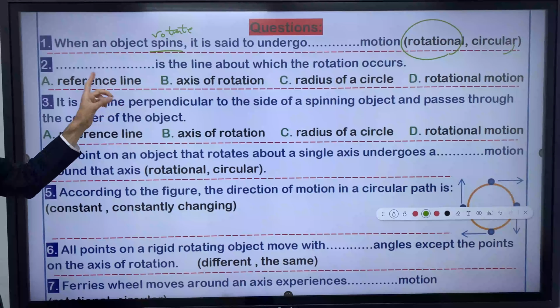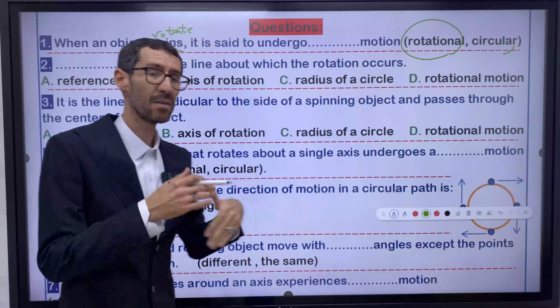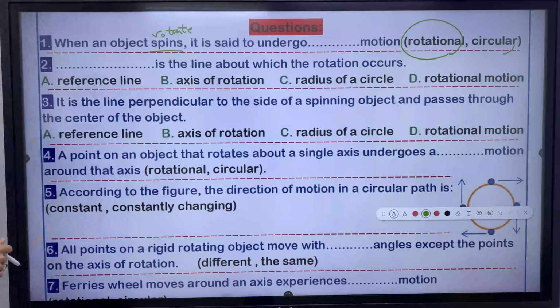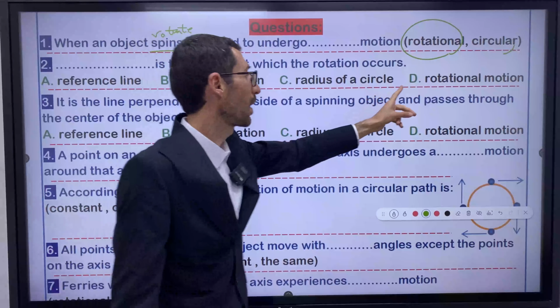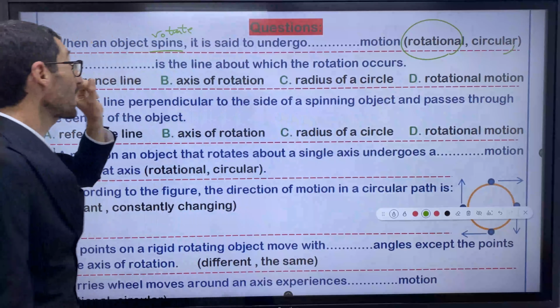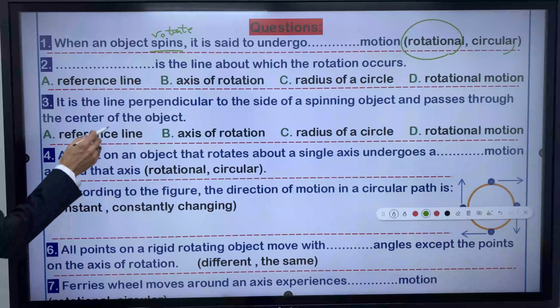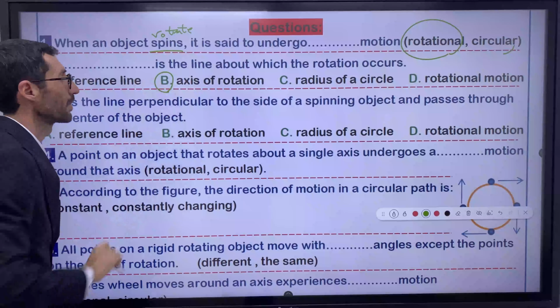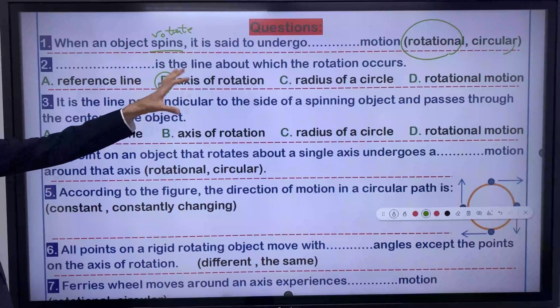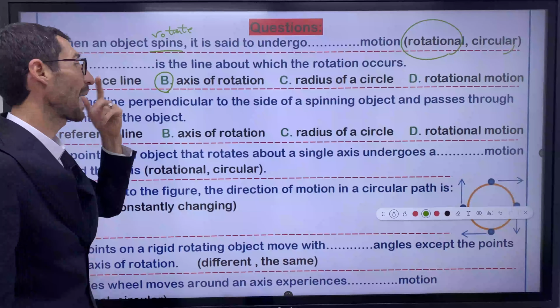Number 2, blank is the line about which the rotation occurs. Think about it. What's this line? Is it reference line, axis of rotation, radius of circle, or rotational motion? It's a line about which the rotation occurs, right? It's the axis of rotation. Axis of rotation, it's clear from its name, right? It's a line about which the rotation occurs. It's called axis of rotation.